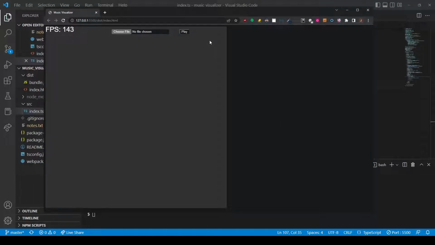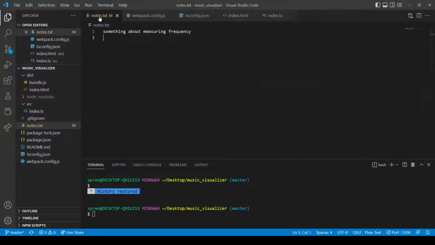That is one of the things that I plan to do, is determine the frequency of a... I mean, look, I can prove it to you. I can prove that was my plan all along, because, look, it's right there. It is in my notes.txt, therefore it proves that I knew this all along.